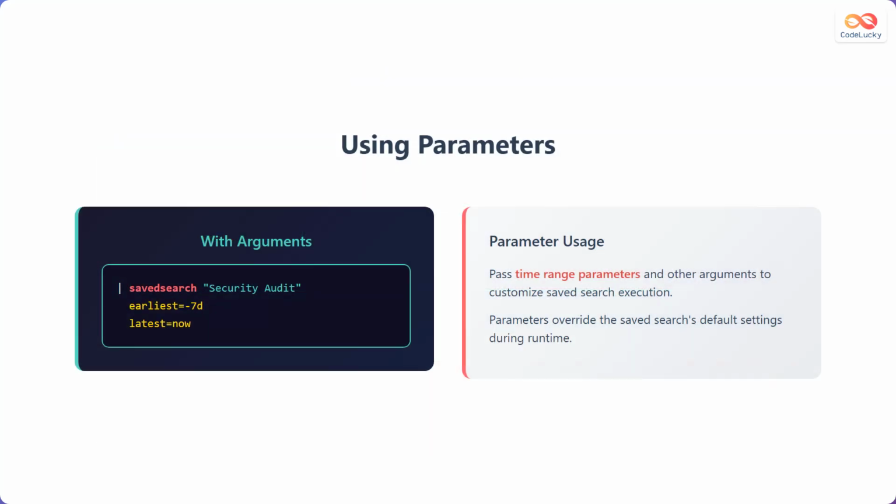You can enhance the savedsearch command by passing parameters to customize its execution. In this example, we're running a saved search called security_audit with specific time range parameters. The command includes earliest=-7d for data from 7 days ago, and latest=now for current time. These parameters override the saved search's default settings during runtime, allowing you to modify the search behavior without changing the original saved search definition.